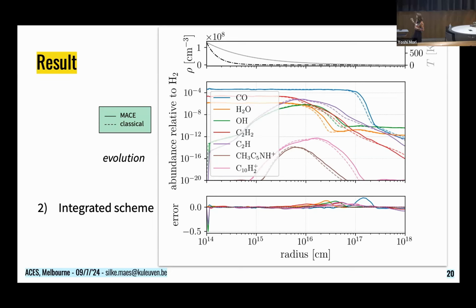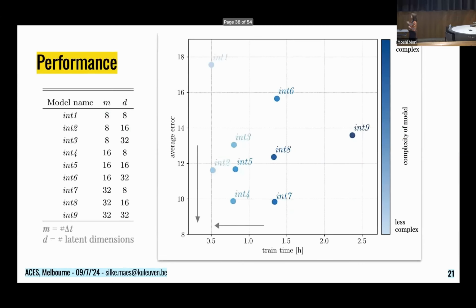What we see is that the abundances match pretty well. Of course, there's still a small difference. But as a very first result and sort of a proof of concept, which MACE is at the moment, this was very nice. All right, so the integrated training scheme seems to work.